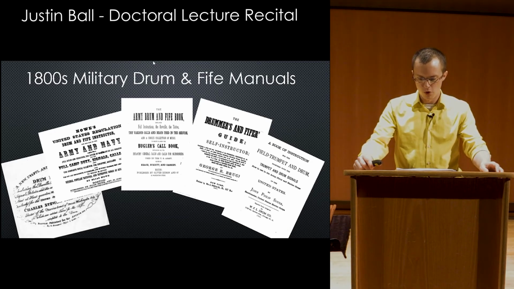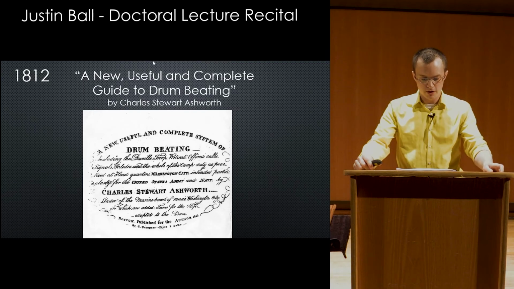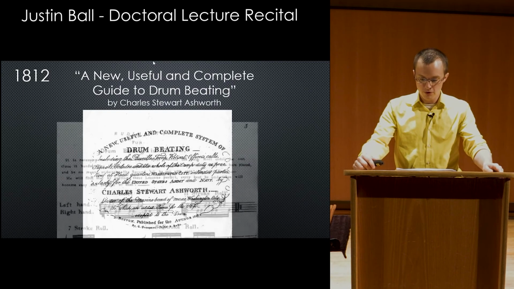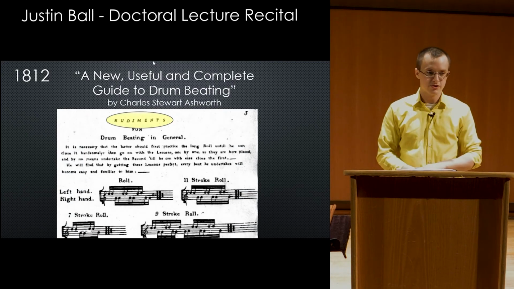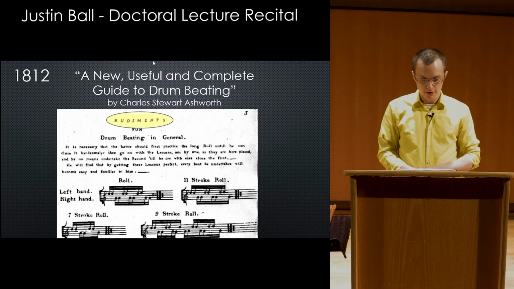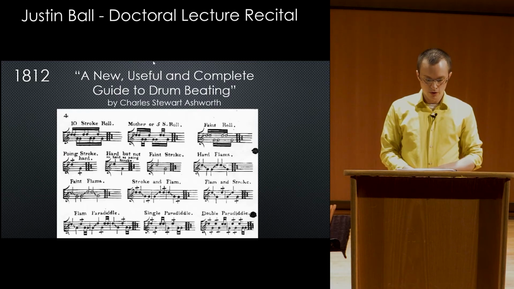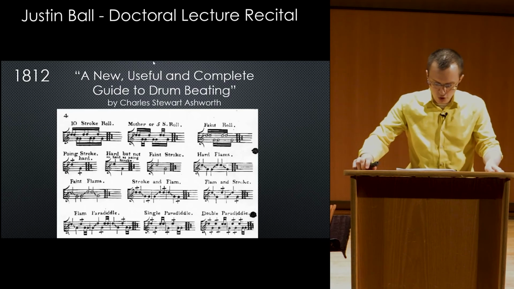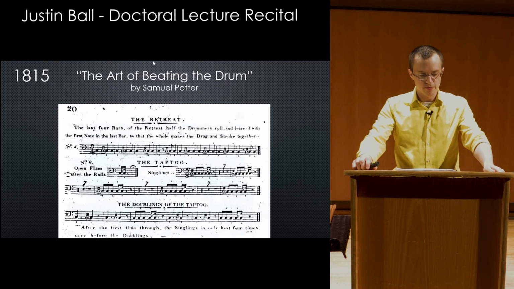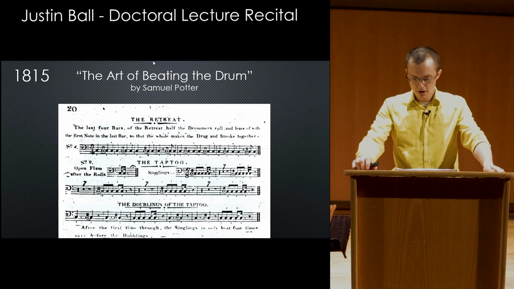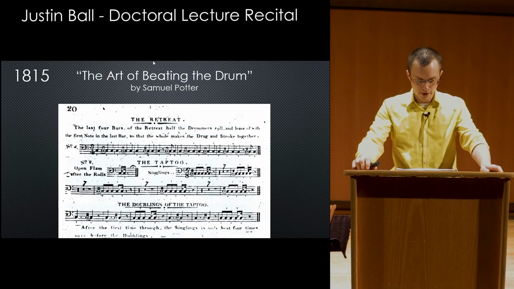The first manual of importance in America was A New, Useful, and Complete Guide of Drum Beating by Charles Stewart Ashworth in 1812. This is the first publication in which the word rudiments is used to describe sticking patterns. The manual hosts a list of 26 rudiments, many of which are no longer used by modern percussionists and drummers. The British equivalent to the Ashworth manual was The Art of Beating the Drum by Samuel Potter, published in 1815. Although the Potter Manual does not use the term rudiments, it does feature a list of 21 things to learn.